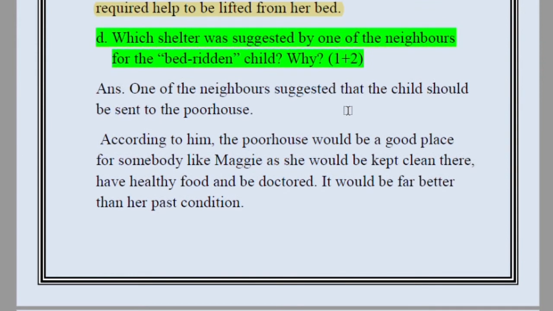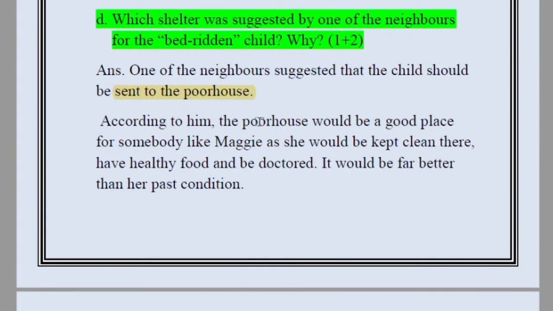Now we come to number D. Which shelter was suggested by one of the neighbors for the bedridden child and why? One of the neighbors suggested that the child should be sent to the poorhouse. His suggestion was that you send the child to the poorhouse. Now, why did he suggest this? According to him, now mark the important points, the poorhouse would be a good place for somebody like Maggie, as she would be kept clean over there, she would have healthy food, and she could also be doctored. She was sick, so she would also get a doctor over there, and these things are far better for her.